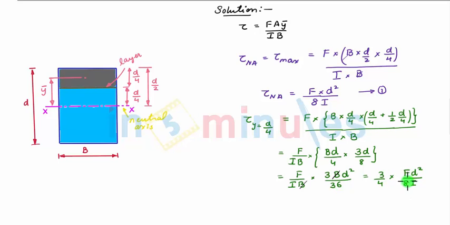Now we see F d square by 8I is nothing but the shear stress at neutral axis. So substituting this term with shear stress at neutral axis, the shear stress at layer y equal to d by 4 from the neutral axis will be given as 3 by 4 of the shear stress at neutral axis. Now the value of shear stress at neutral axis is 10 megapascal. So we have 3 by 4 multiplied by 10, which is equal to 7.5 megapascal. So this is your required answer.